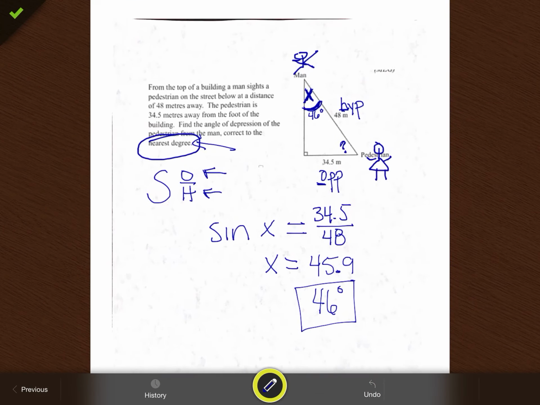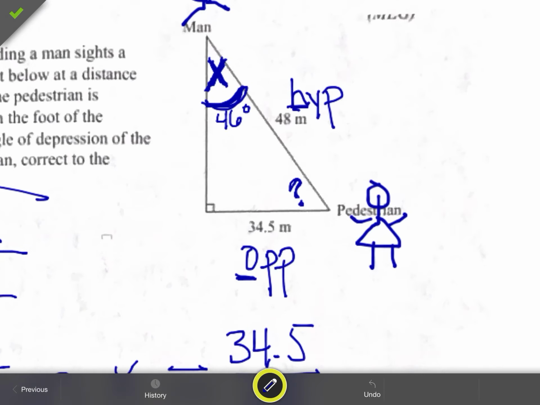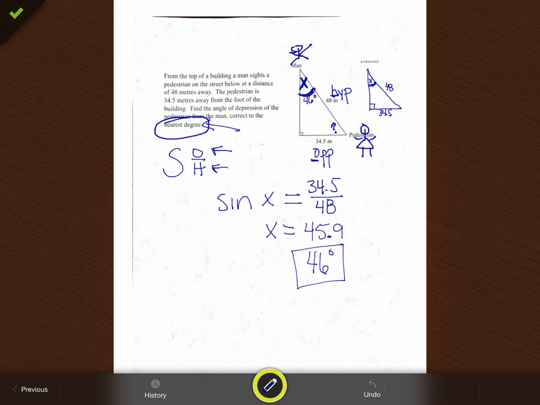As usual, if they give you a really weird, complicated picture, and this one wasn't super complicated, they didn't have weird drawings, but let's say they had a bunch of trees and buildings, you can always redraw it yourself without the stuff on it. Don't be afraid to do that. It only takes about 2 seconds. If the picture is distracting you, then redraw it as a boring right triangle.